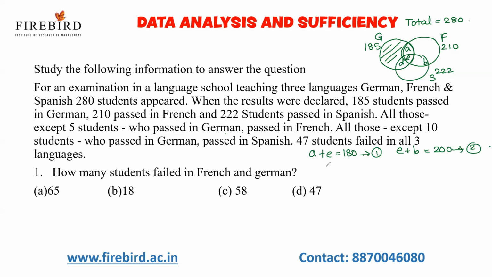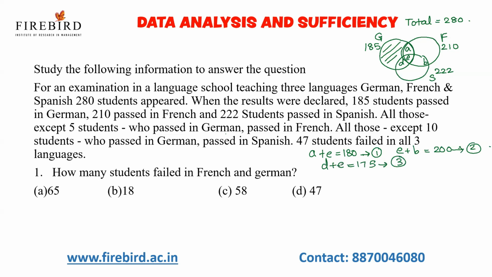And 47 students failed in all the 3 languages. How many students failed in all the 3 languages? 47 students failed in all the 3 languages. Now, if I take D plus E, the value will be around 170. Take this as equation 3.